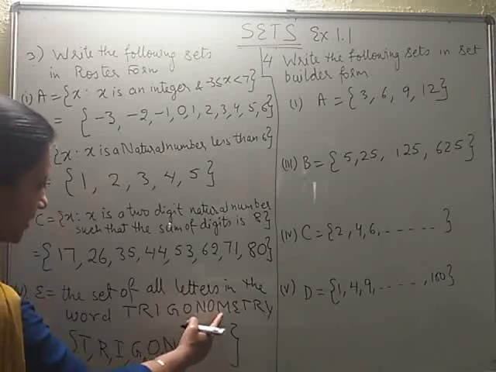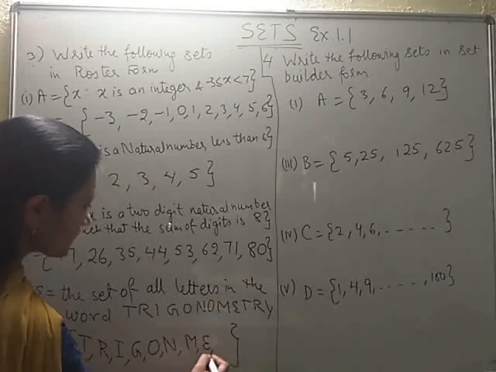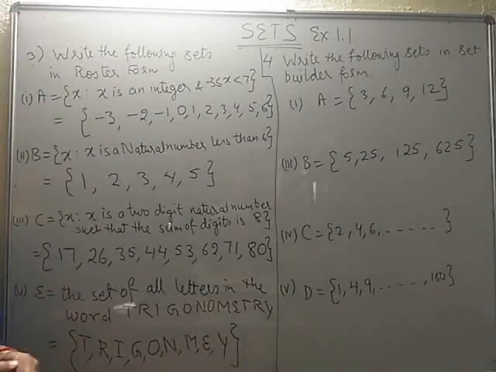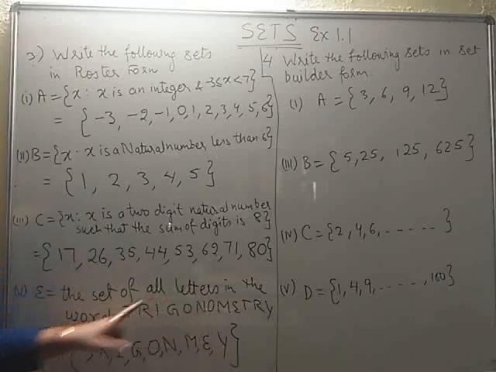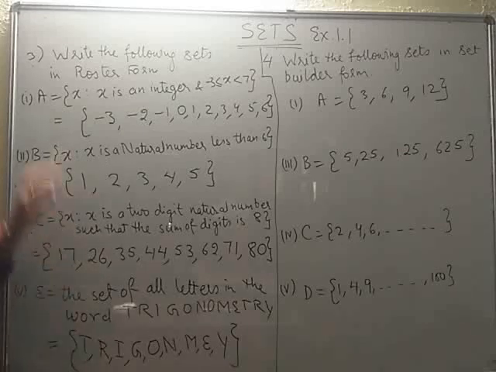O we have already written. M. Then E. T is done, R is done, so it is Y. So the word trigonometry consists of these letters. Okay, some may be coming more than once. So these were some examples of roster form.